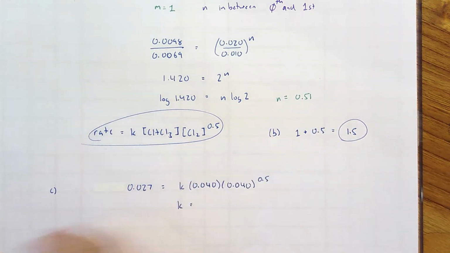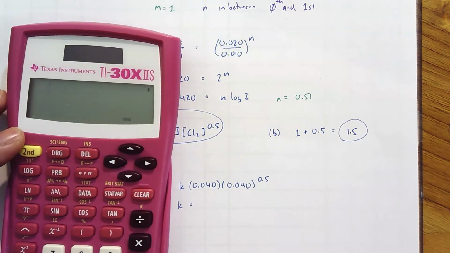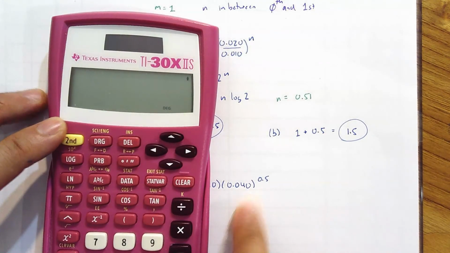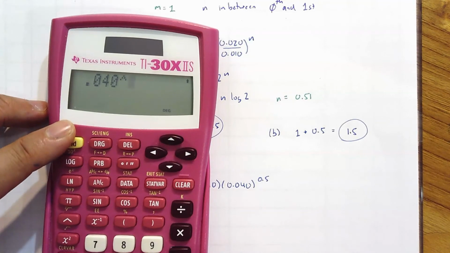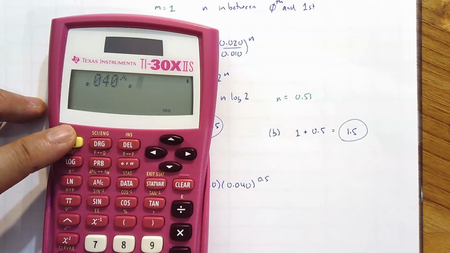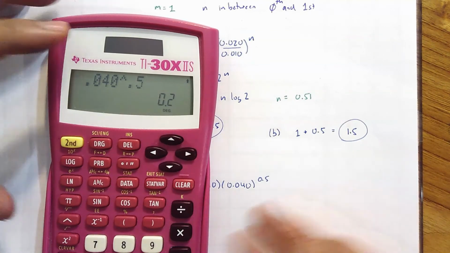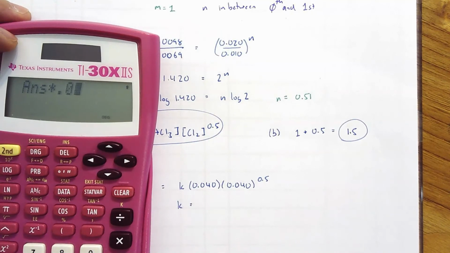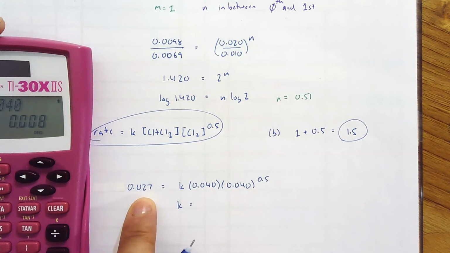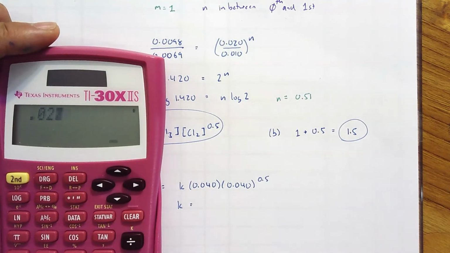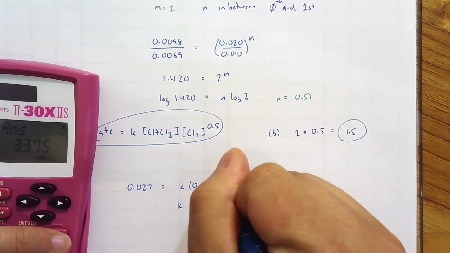K equals. Let me show you this first. So I'm going to do that one right there. 0.040 caret, like a little hat, 0.5. I hope this works. Okay. Times this one, 0.040 equals that. And that goes on the bottom denominator. So 0.027 divided by the answer we just got. K equals 3.375.